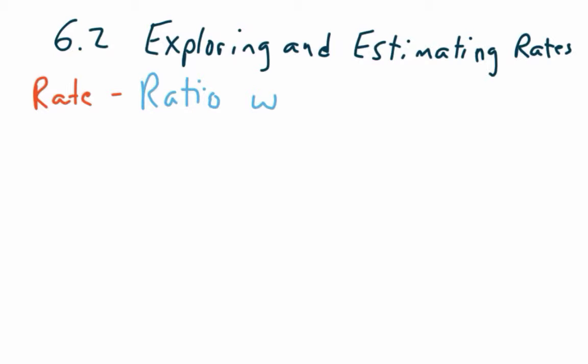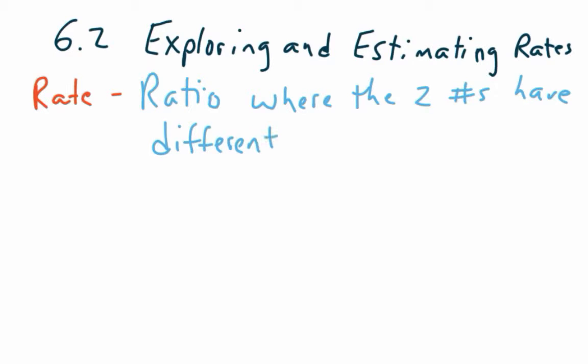So, a ratio where the two numbers have different units. But really, you can treat it exactly like we did with the ratio. Just now we'll have different units in the things. So, for example, I came up with this.